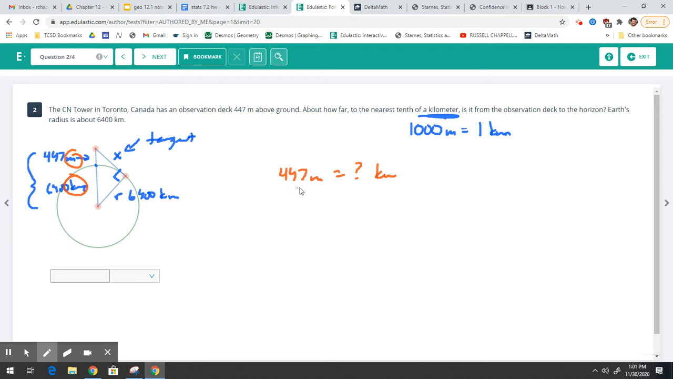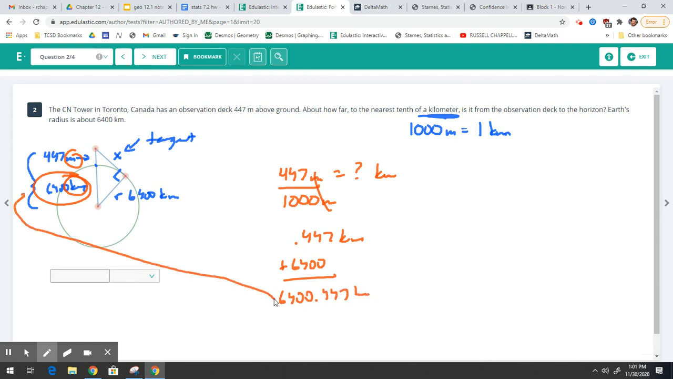Well, the way that we do that is we take the 447 and we divide by the 1,000 meters. When we divide by 1,000, we're changing that into kilometers, okay? So when you do that, you're going to get 0.447 kilometers. That's how many kilometers 447 meters is. So now we're just going to add that to the 6,400 kilometers, and you're going to get 6,400.447 kilometers. That'll be that length of that right triangle right there.